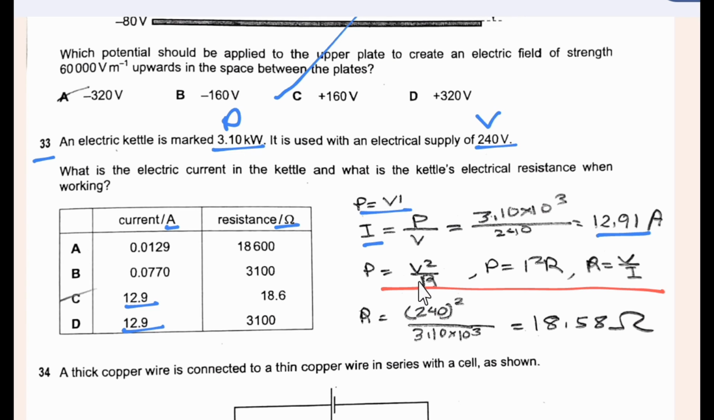So we use the equation, that is the first equation. Power is equal to V square by R, so from this equation R is equal to V square by power, that is 3.10 into 10 to the power 3, since it is kilo. So we get the resistance as 18.58, that is 18.6. So the answer should be C.